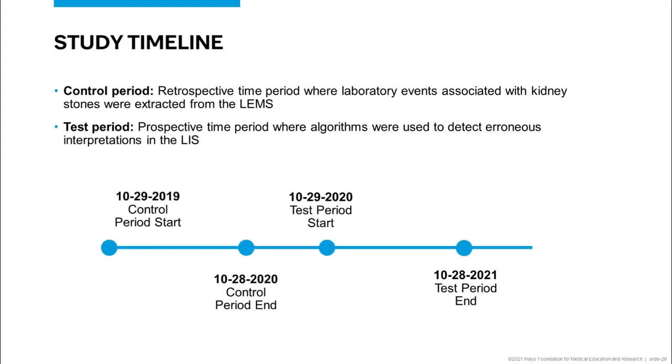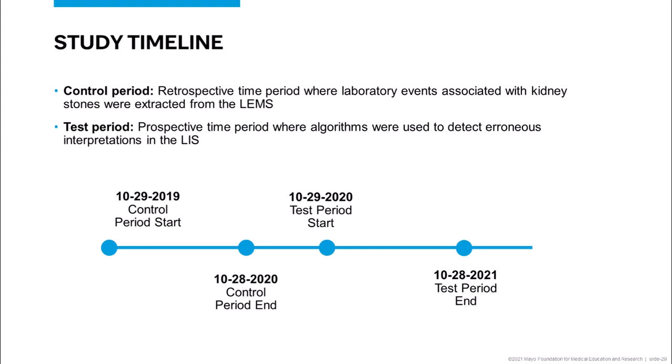So now that we had our quality assurance program in place and our custom application was working, we were ready to conduct a prospective quality assurance study. This included a control period and a test period. The control period included 1 year prior to our quality assurance program. From this time period, we reviewed laboratory events associated with our kidney stone analysis. These events were extracted from our laboratory event management system.